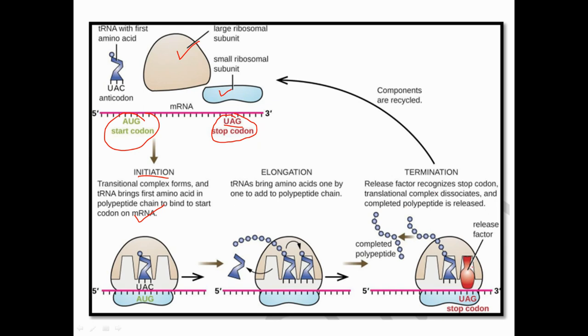You can see this red structure is actually the release factor, and it recognizes the stop codon, and the translation complex is going to be dissociated altogether, and the whole polypeptide is going to be released from the translational complex, and this can be recycled for further use, that is, further manufacturing of different types of polypeptide chains. So that's how the whole process of translation is going to be achieved. Let's move further.